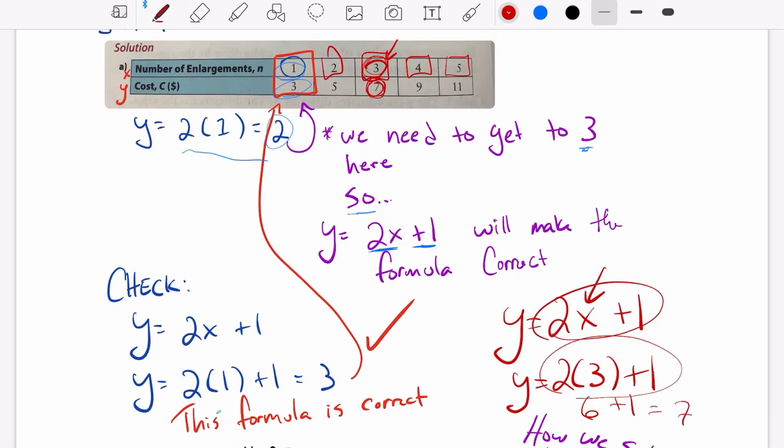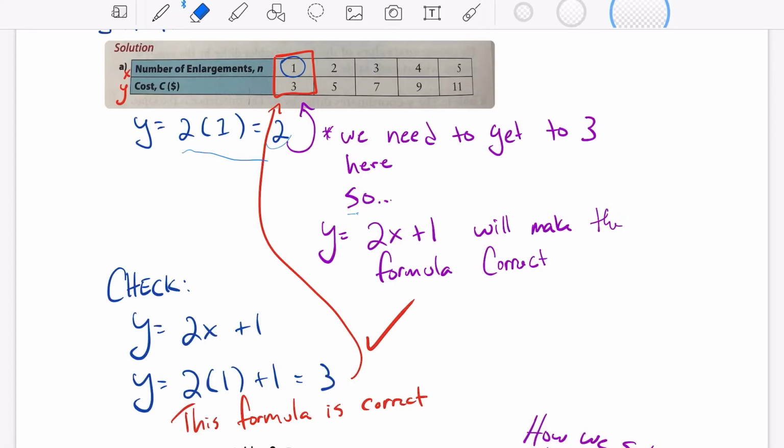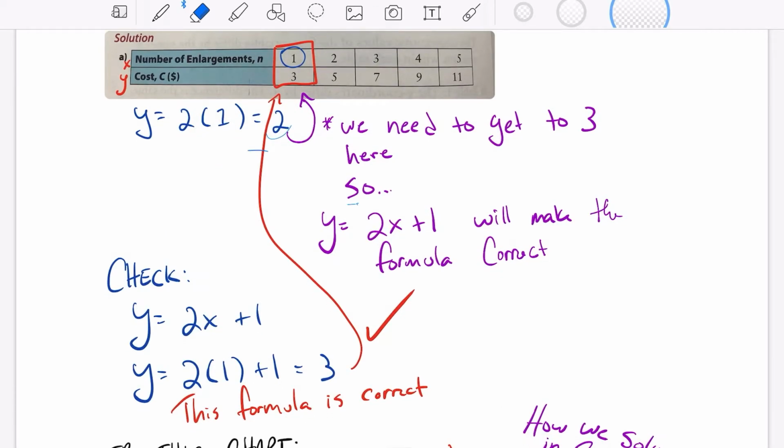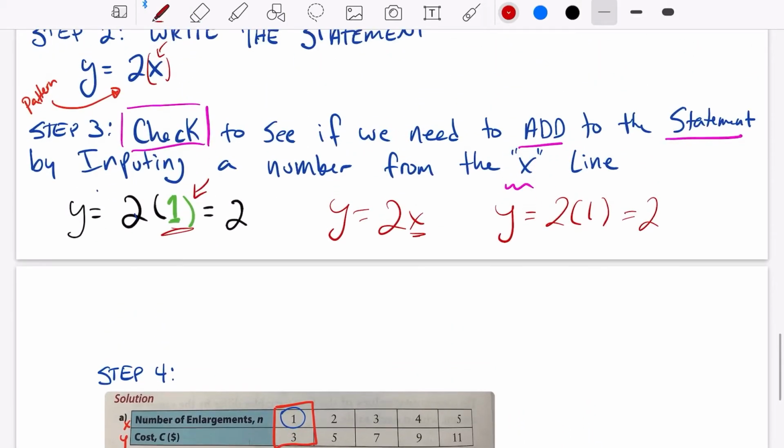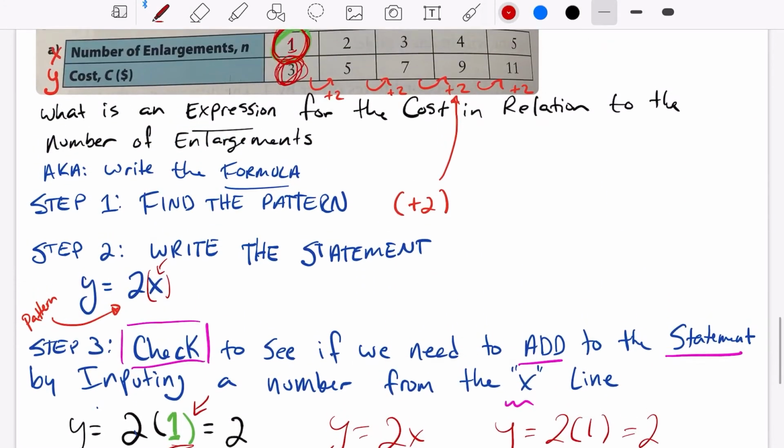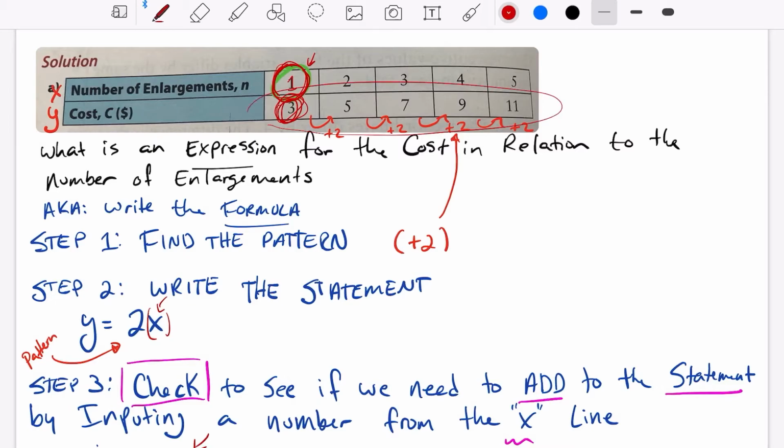But that's how we decode. It's kind of like a game. You're decoding and trying to figure out what is the formula for this particular answer. So the first step was that you went in and you got the pattern of the y value down here. Okay, the pattern was plus 2. You did what we did last unit, y equals 2x.